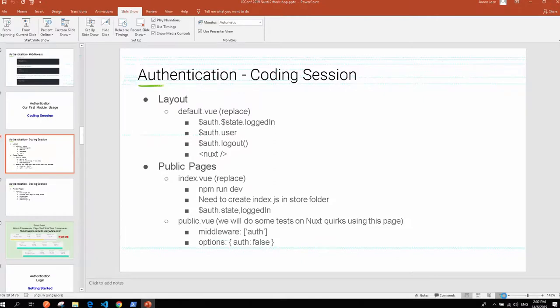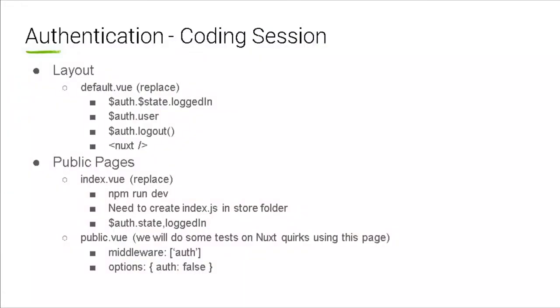Okay. So the first one, $.auth.$state.loggedIn. $.auth is actually the module, the auth module that you're using. So there'll be $.auth.whatever, lots of things that relate to the auth module. And this loggedIn is actually the flag to indicate whether the person is logged in or not. It doesn't contain the user details. It's just whether the person is logged in or not.